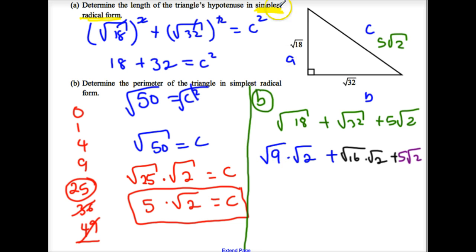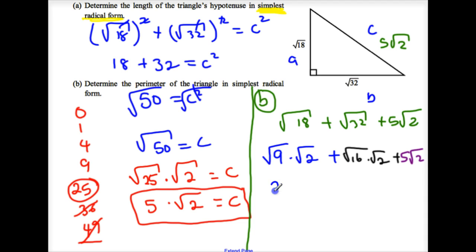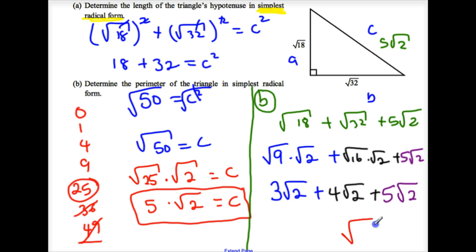So notice that we can even break these down a little further. Square root of 9 is 3 radical 2, plus square root of 16 is 4 radical 2, plus, and we already broke down my 5 radical 2. Notice all of them have radical 2, so that means we can combine them. So we know it's going to be something radical 2. And then we're going to just add. 3 plus 4 is 7. 7 plus 5 is 12. So the perimeter is 12 radical 2.